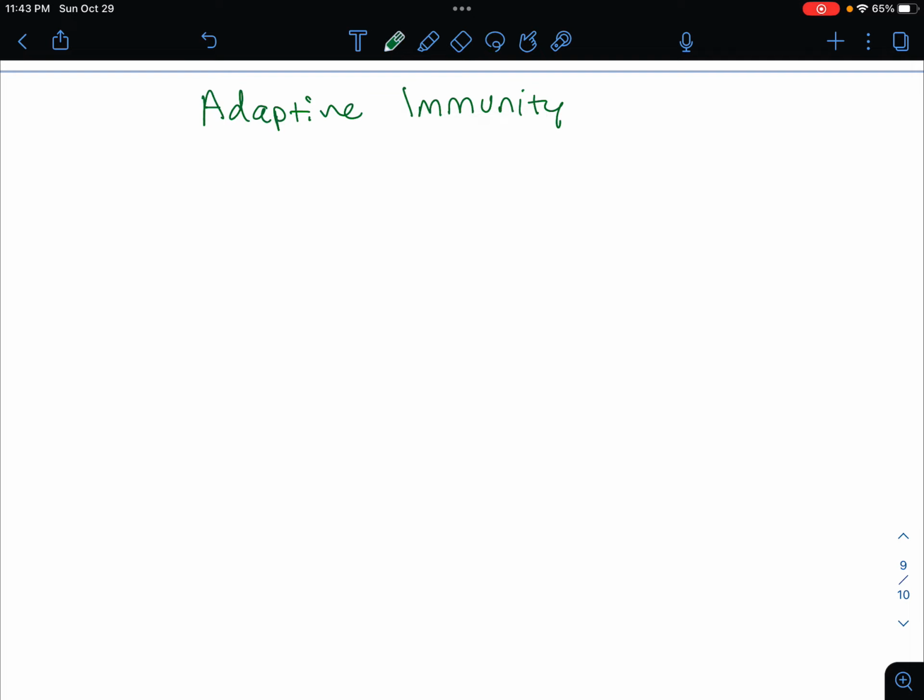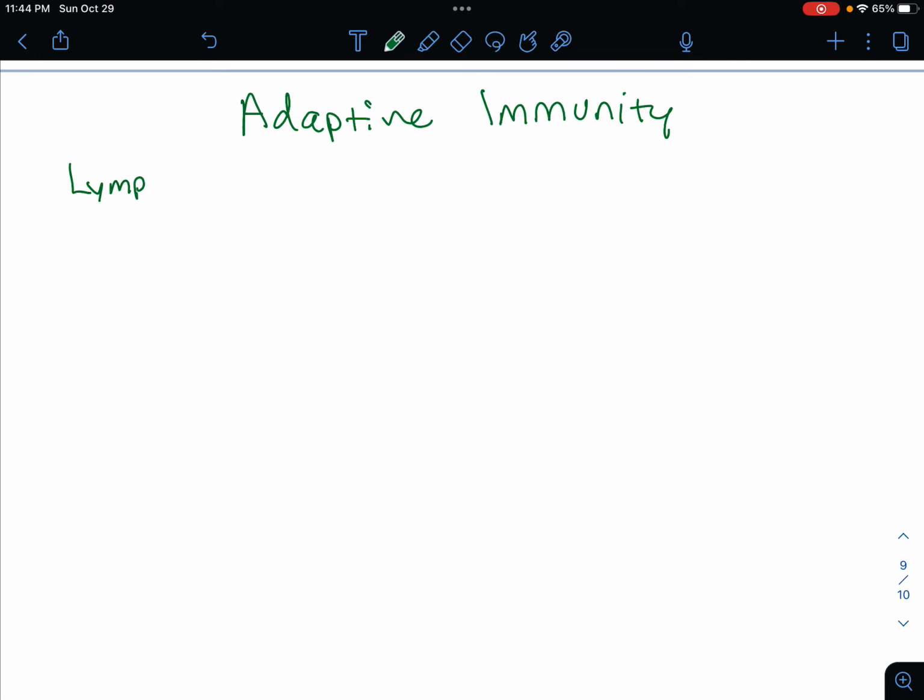Our first stop will be the types of lymphocytes. Again, lymphocytes are the white blood cells in a category of their own. These are still leukocytes, but think of them as a subcategory. We talked about 3 categories of leukocytes yesterday: the granulocytes and the mononuclear phagocytes, and now we're going to talk about the lymphocytes. In lymphocytes, we're going to have 2 categories.